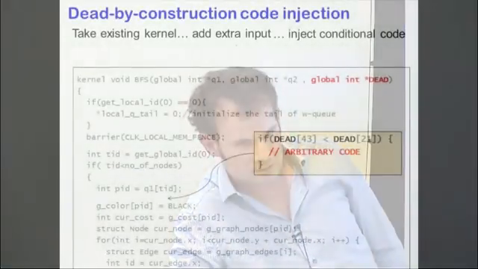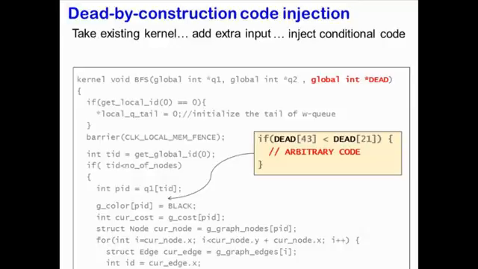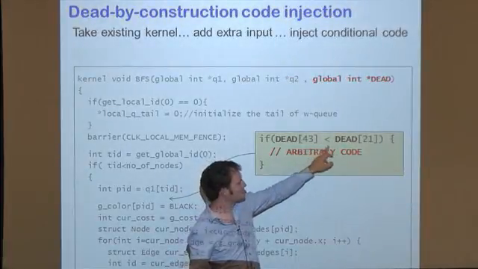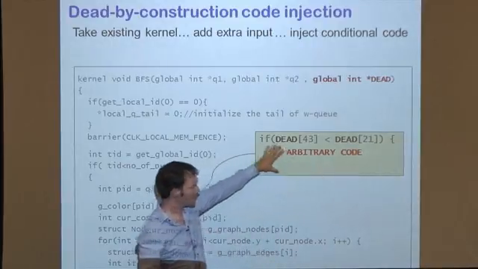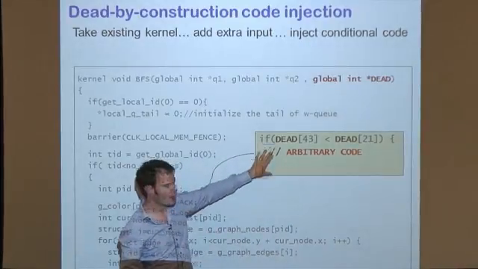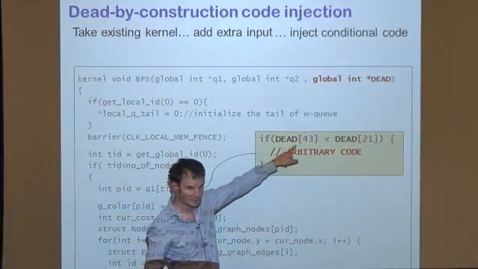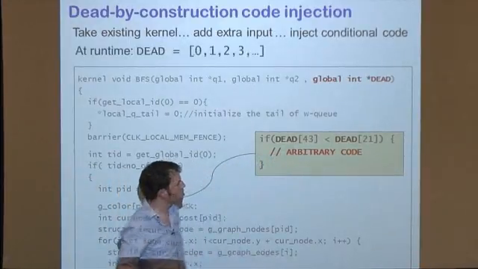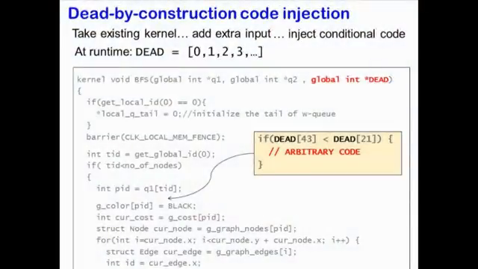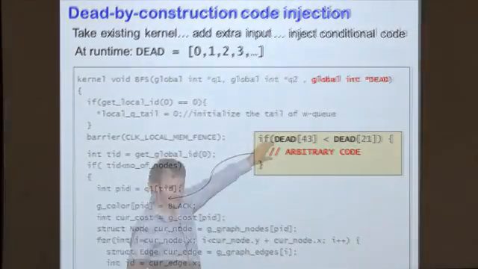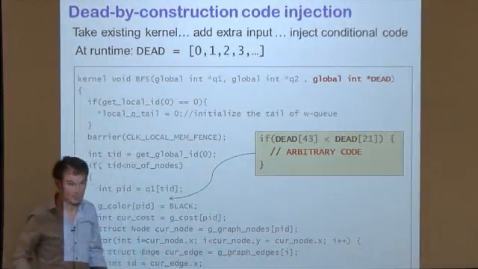And then, given that we've added this new parameter, we can inject code into the kernel that is dead by construction. So we can add a condition saying, if dead at element 43 is less than dead at element 21, then execute this arbitrary code, right? If we make sure this condition is going to be false at runtime, then this code is dead by construction. In particular, if we fill the array up with increasing values, this condition is guaranteed to be false, this code will not be executable, and it should therefore not change the semantics of the program.